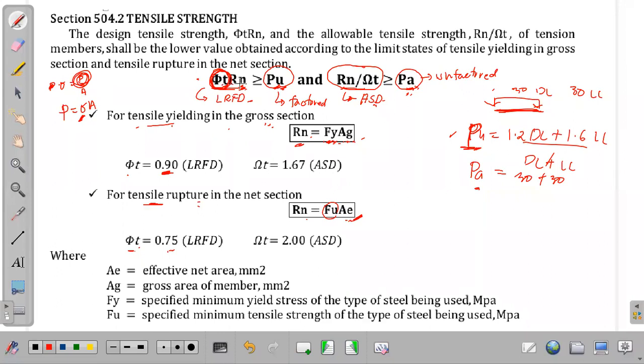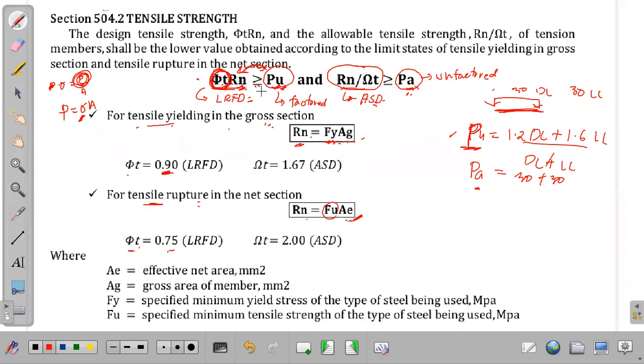So pagka meron ka ng phi, meron ka ng Rn, tapos alam mo ng pag-solve ng Pu, pwede mo nang makita kung yung member mo is safe or mag-fail siya. Okay? So dapat ang design tensile strength ninyo is mas malaki kaysa dito sa ultimate load natin pagka LRFD. Pagka na-solve nyo yan, i-compare nyo yung values niyan. Yung dalawa. Okay? Para makita nyo kung safe yung member ninyo or hindi sa tension failure.